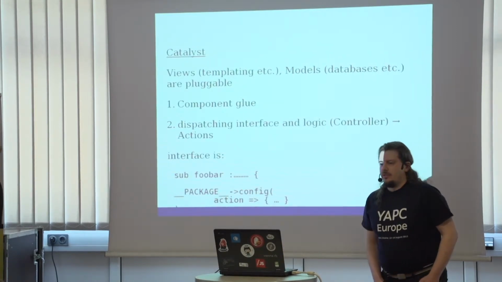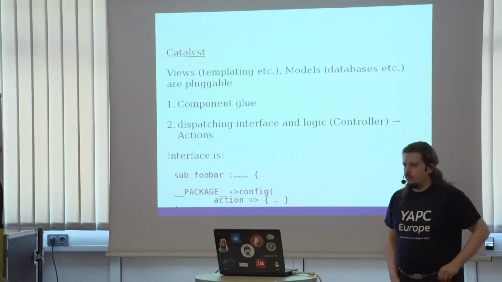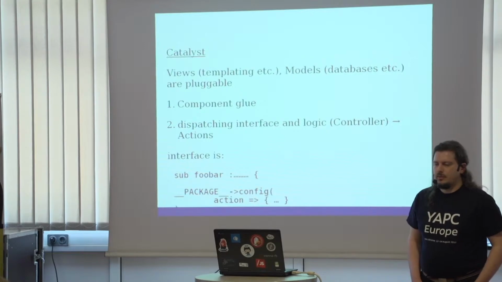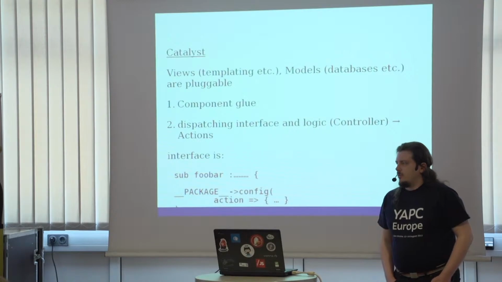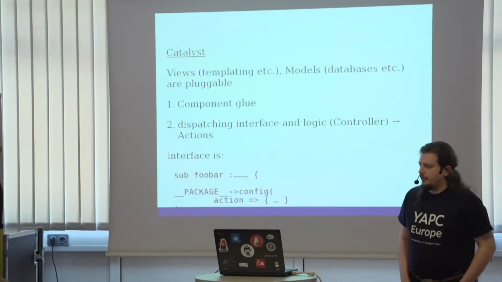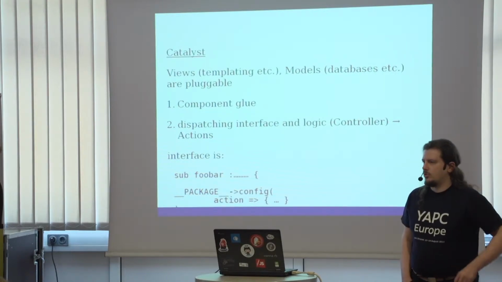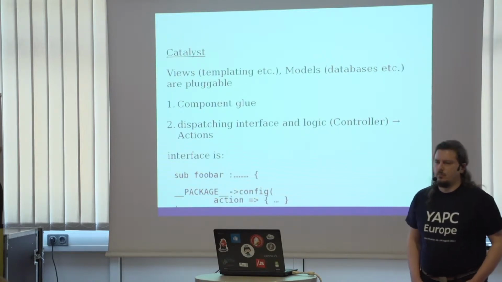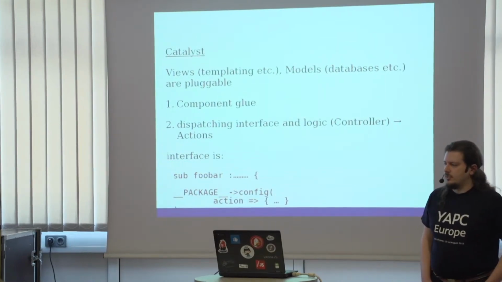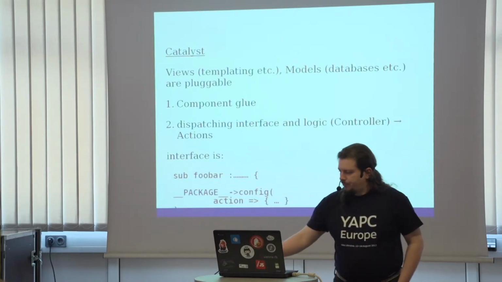So the core part of Catalyst, there are of course the MVC parts. The views and the models are exchangeable and pluggable, so this is not its core function. These views and models inherit from a superclass, which is called component, and this basically glues the stuff together. More interesting, and what Catalyst actually does, is the dispatching interface and logic, the controller part. And these are called actions.